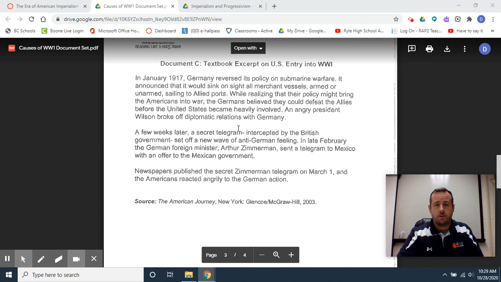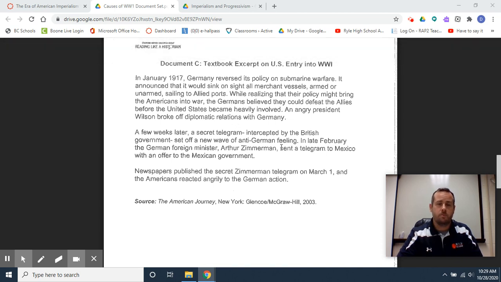This little excerpt here talks about something known as the Zimmermann Note. When Germany began to see that America was turning against them, they actually reach out to Mexico. And in a secret telegram, the German foreign minister invites Mexico to join into the war with Germany against America. He makes a secret promise that if Mexico joins them and defeats America, we would be forced to give back land that once belonged to Mexico, places like Texas and Arizona and the Southwest United States.